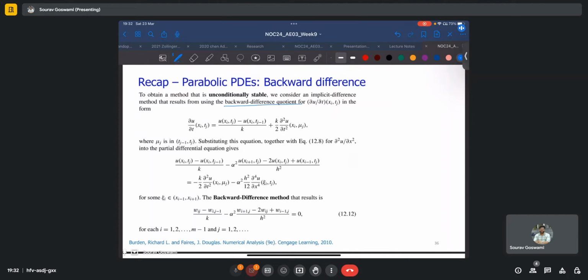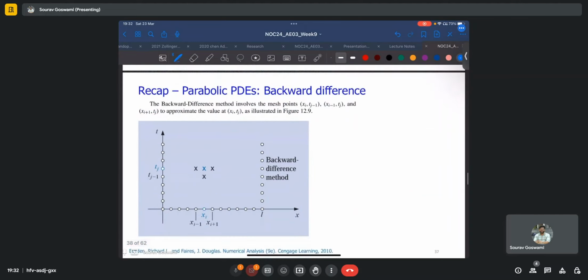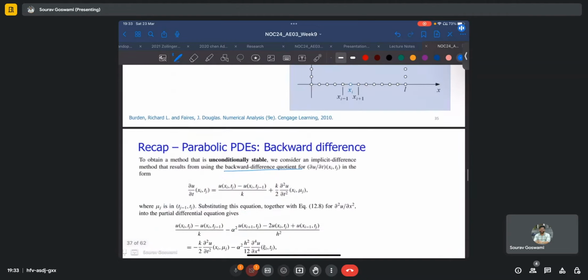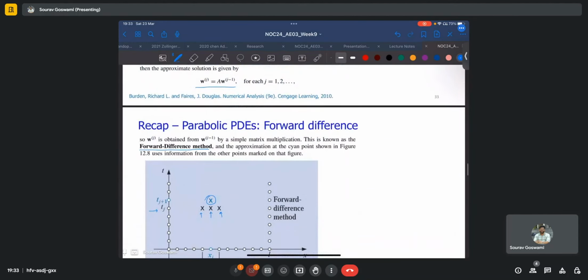And the backward difference method results in a formulation of this kind: (Wij minus Wij minus 1)/k minus alpha square (Wi plus 1j minus 2Wij plus Wi minus 1 comma j)/h square equals 0. Now this backward difference method involves the mesh points x, these ones. So when we want to calculate information for the blue cross here, we will use information from these neighboring mesh points. And one thing you can directly observe is that here we are moving up in time.